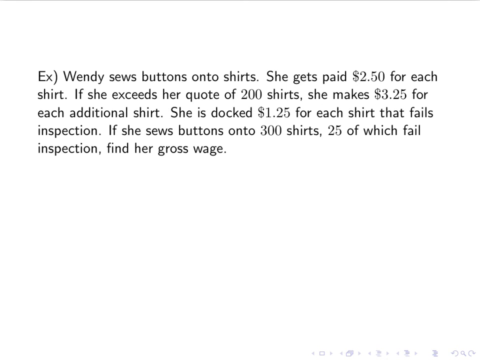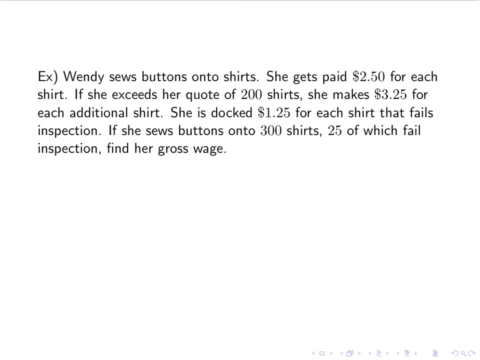So let's try one more. Wendy sews buttons onto shirts. She gets paid $2.50 for each shirt. If she exceeds her quota of 200 shirts, that was supposed to be quota, but whatever. If she exceeds the 200 shirts, she makes $3.25 for each additional shirt. She's docked $1.25 for each shirt that fails inspection. Again, not only does she not get the $2.50, she loses the $1.25. If she sews buttons onto 300 shirts, 25 of which fail inspection, find her gross wage.